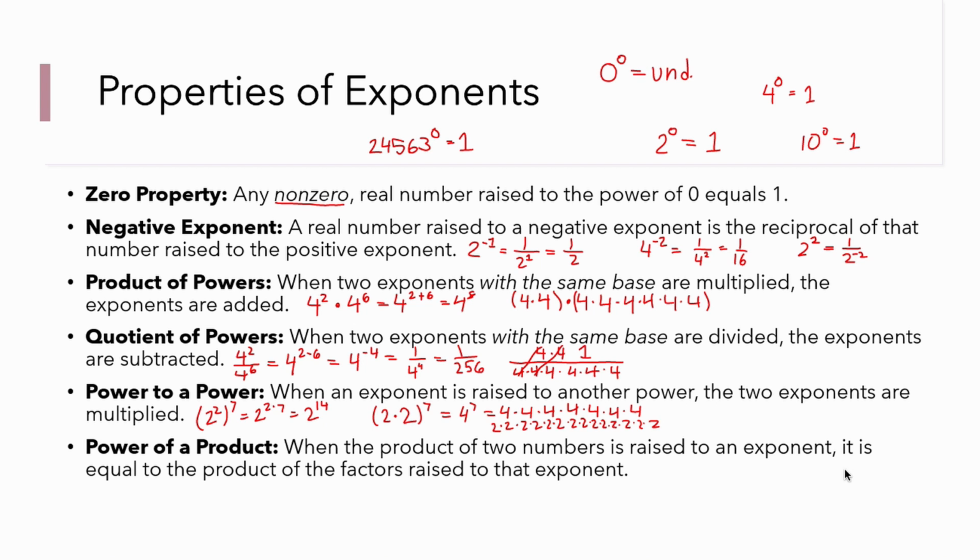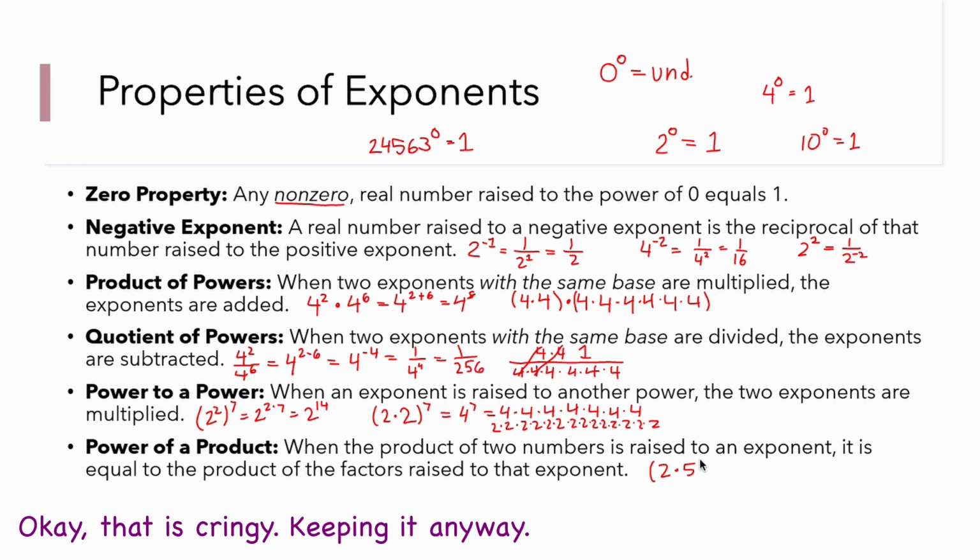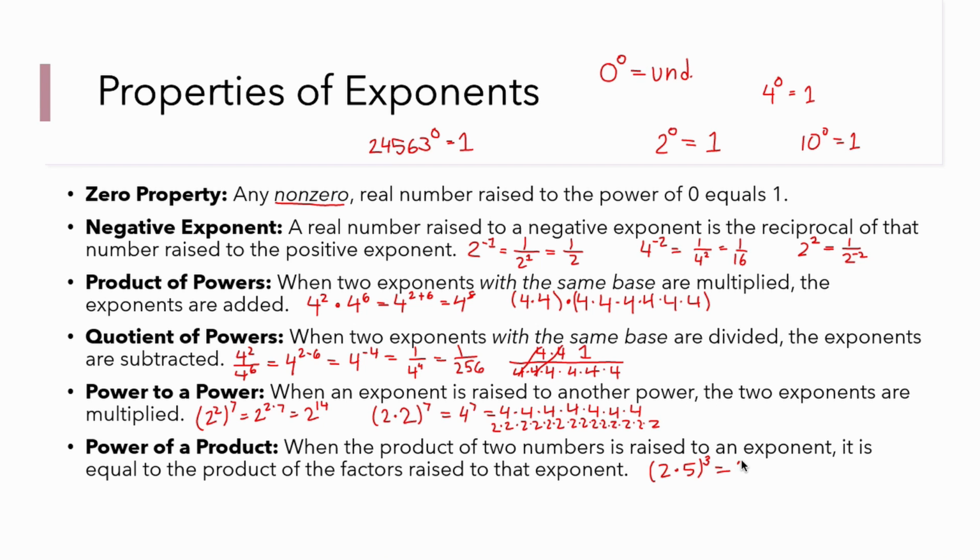So what this means is that if we have two numbers being multiplied together, it's like 2 times 5. Yes, I like using 2 a lot, okay? Don't blame me. And we raise this whole thing to an exponent, say 3. We can write this as 2 to the power of 3 times 5 to the power of 3. But why does this work?